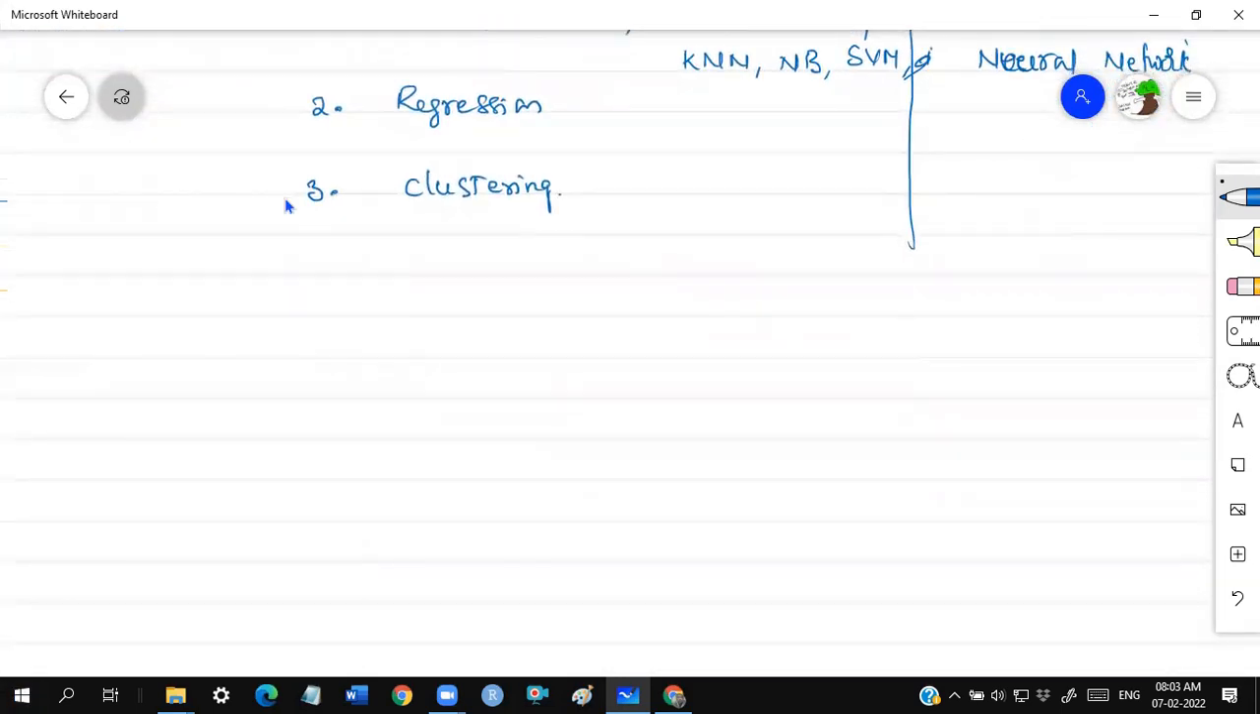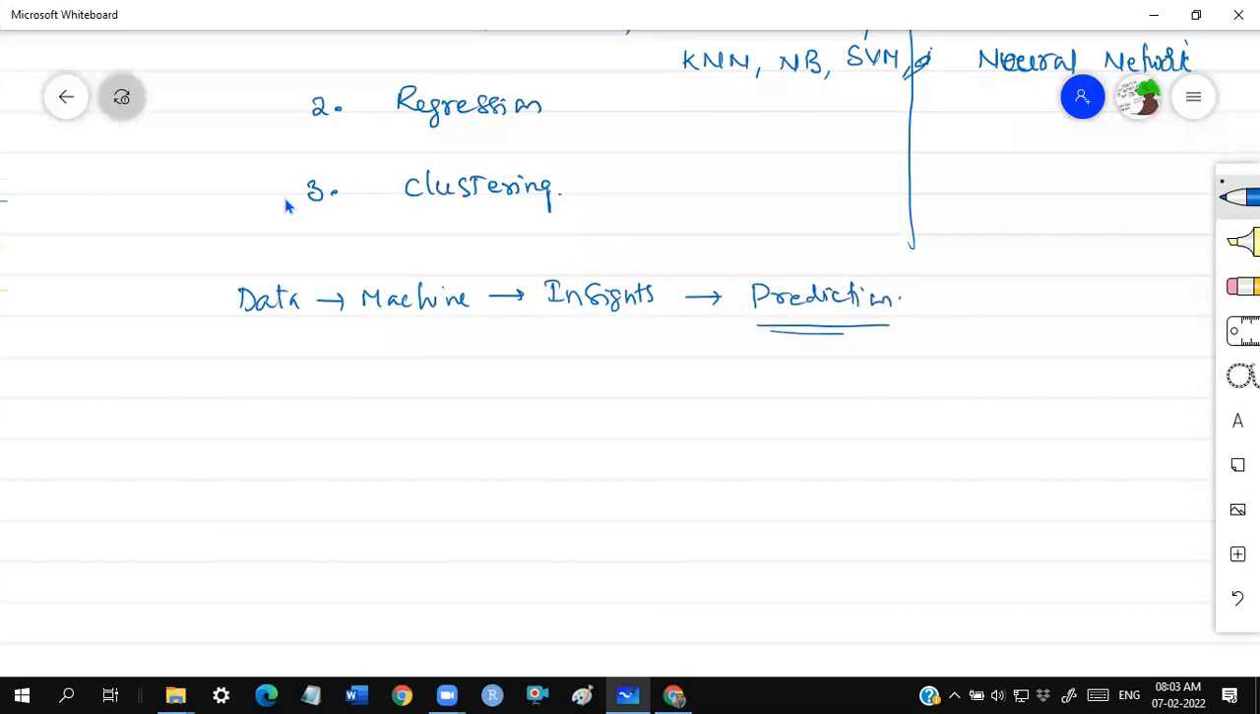So once again, a quick understanding. What is machine learning, guys? Data is given to the machine. The machine learns from the data, understands the data, and based on that, it gives you some insights. And these insights are used for prediction. The main task is prediction, guys. Anything can be predicted in machine learning. But how can it predict? Only based on the past data. The machine understands the past data.